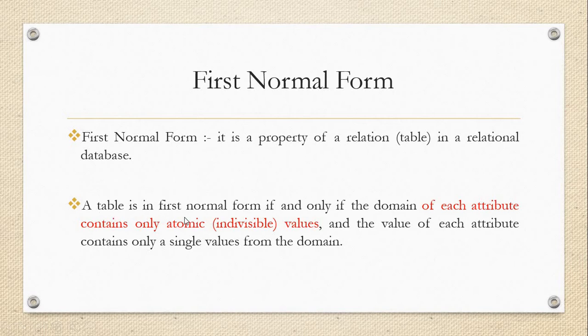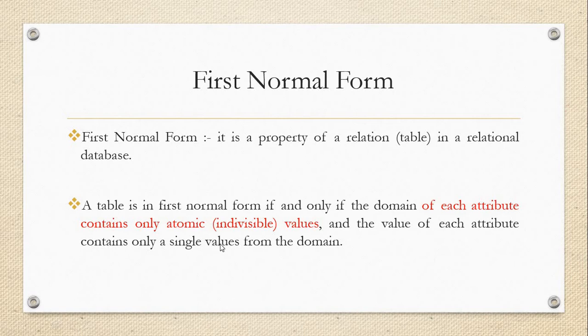A table is in first normal form if and only if the domain of each attribute contains only atomic values. What is an attribute? An attribute is nothing but a column. That means each attribute must contain an atomic value.